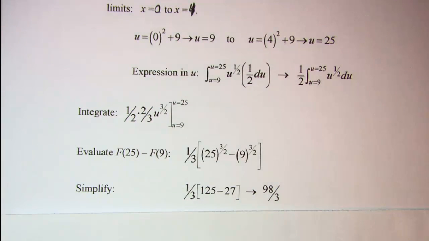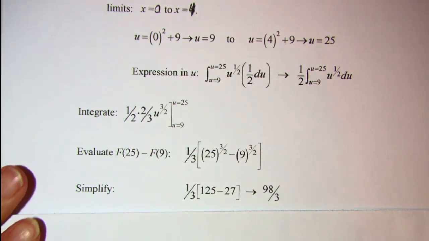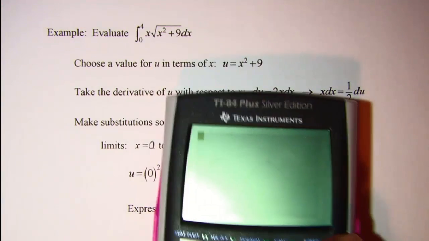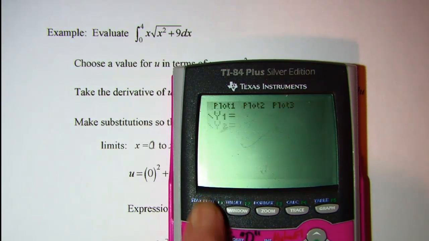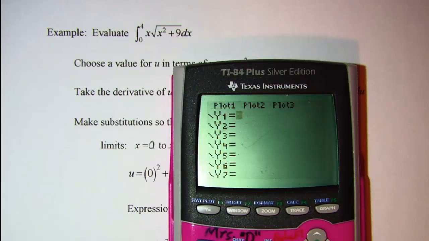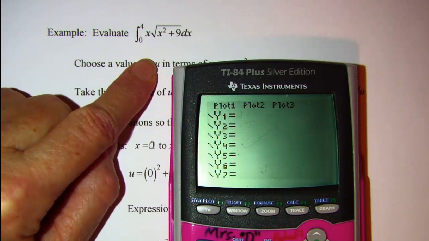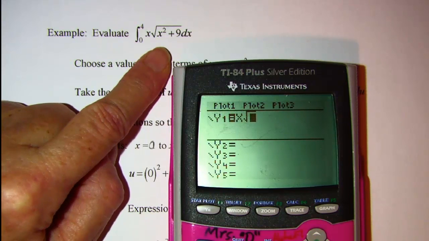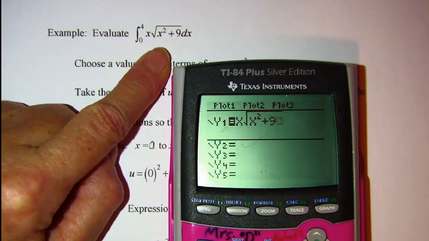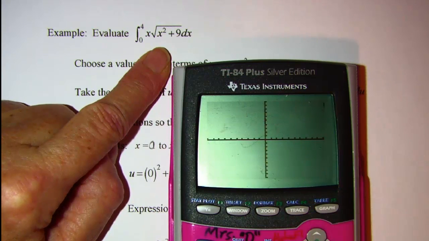And let's look at doing this problem on the calculator to check ourselves. We don't want to do it entirely on the calculator. So our expression is x times the square root of x squared plus 9. And then let's graph that.